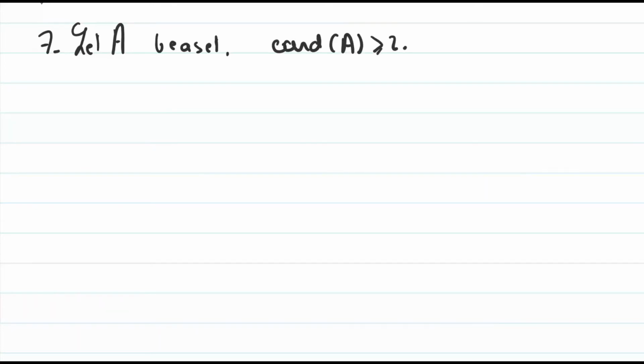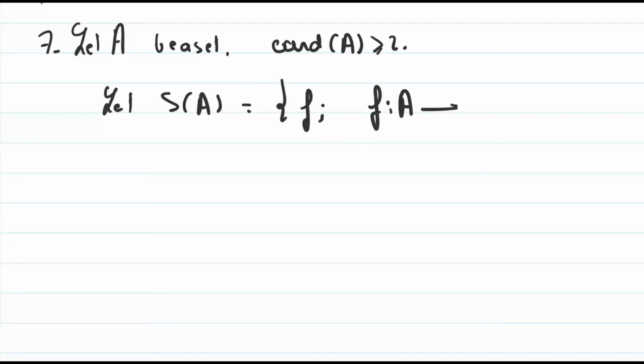If I take the bijections from A to A, let S of A be the set of functions f from A to A which are bijections. Like f is a one-to-one map, injective. The images of different elements are different. And f is onto. For every element y in A, I can find x such that f of x equals y. Now on this set, I have yet to define an operation to get a group.